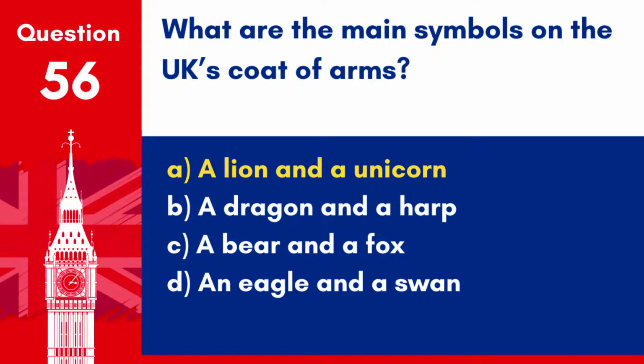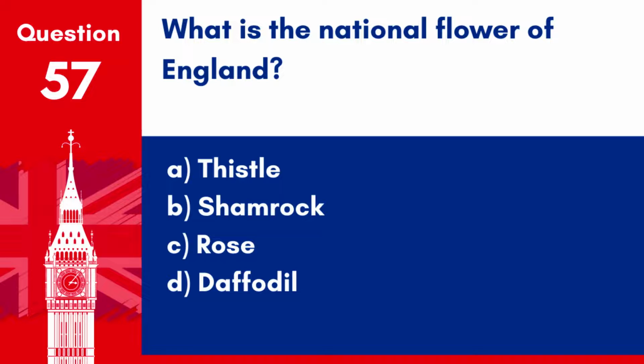Answer. A. A lion and a unicorn. The main symbols on the UK's coat of arms include a lion, which typically represents England, and a unicorn, representing Scotland. Question 57. What is the national flower of England? A. Thistle. B. Shamrock. C. Rose. D. Daffodil.